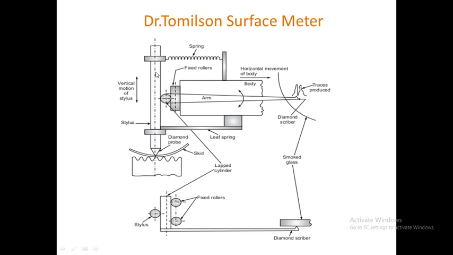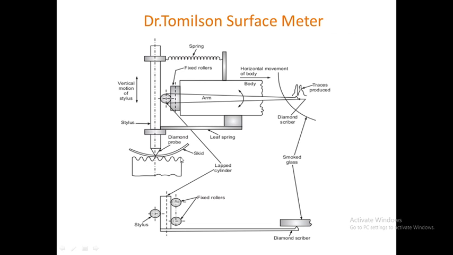Now the stylus is a vertical shaft or rod-like part having a diamond probe at the bottom. The second part is the spring, a coil spring on the upper side and a leaf spring on the bottom side. Now this spring, that is the coil spring and the leaf spring, are used to hold the stylus in the vertical position.